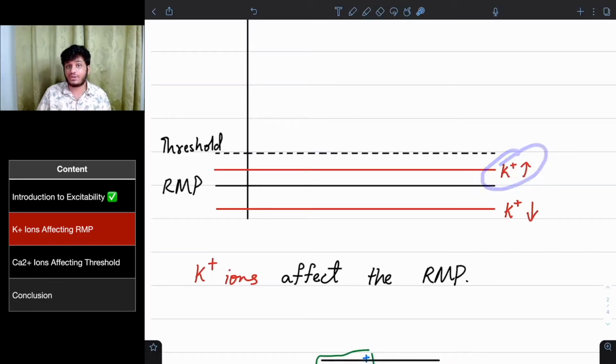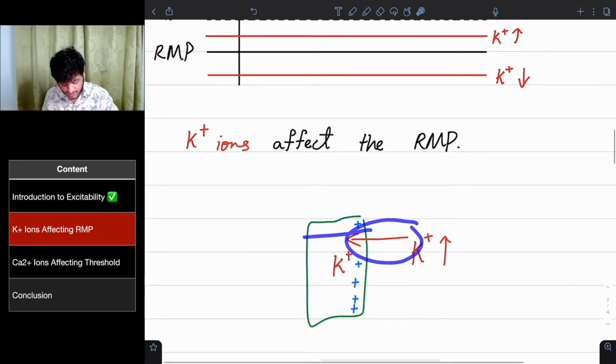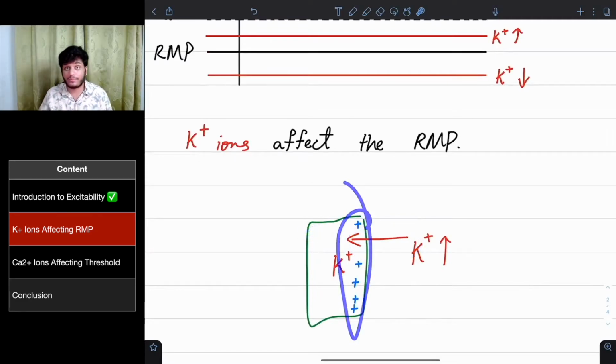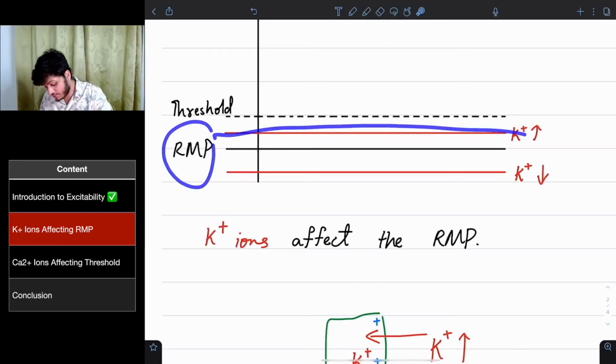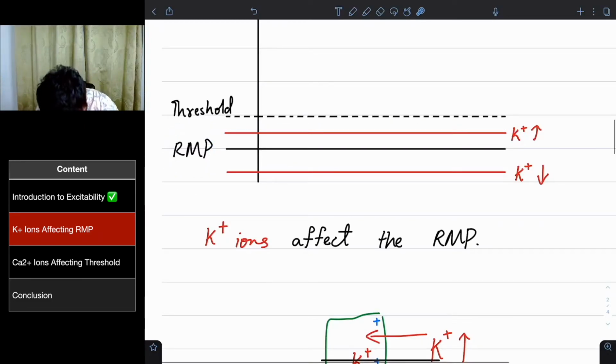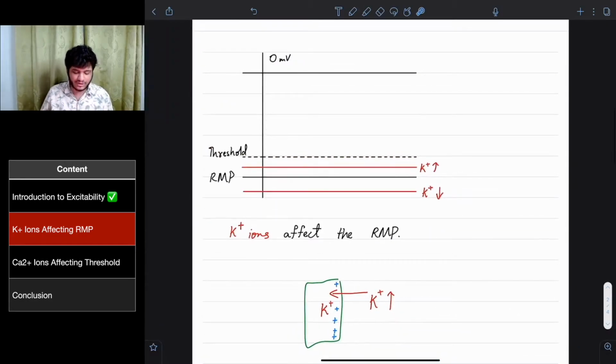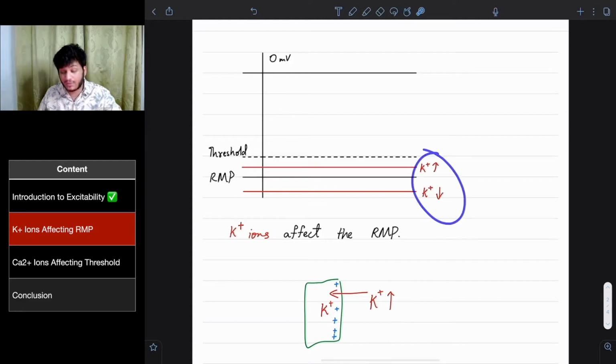If you increase the concentration of potassium ions outside of the cell, that means potassium ions would diffuse into the cell, right? Making the cell more positive, meaning the resting membrane potential becomes more positive. So the distance between the threshold and the resting membrane potential becomes lesser. That means it's more excitable, okay? So that was for how potassium ions can affect the resting membrane potential and how it can affect excitability, okay? So very easy to understand, right?